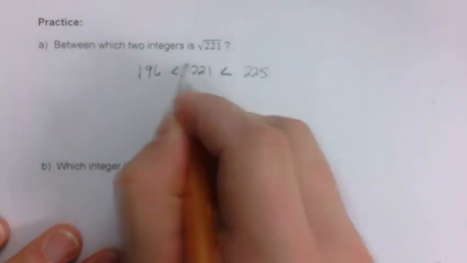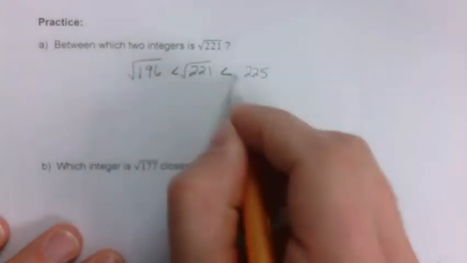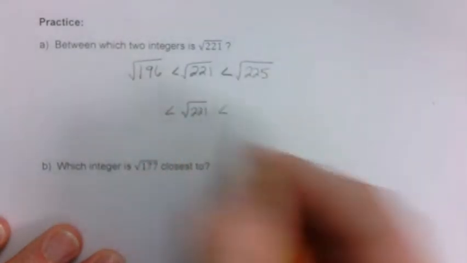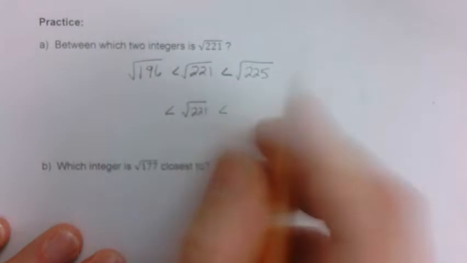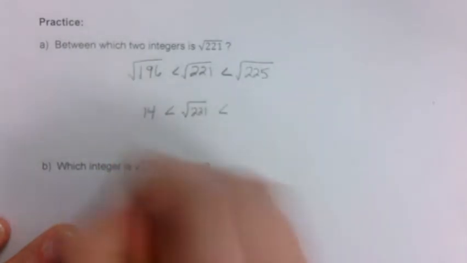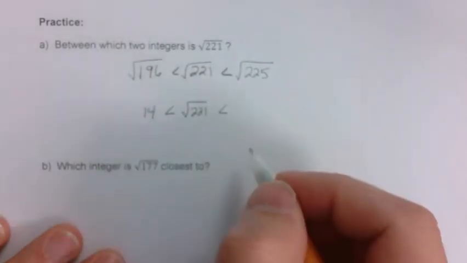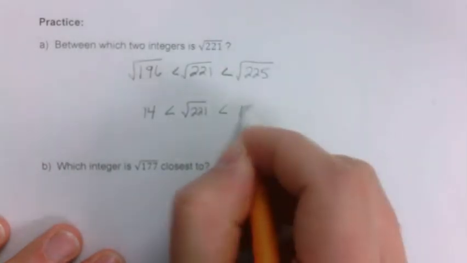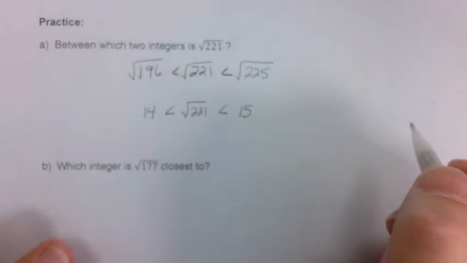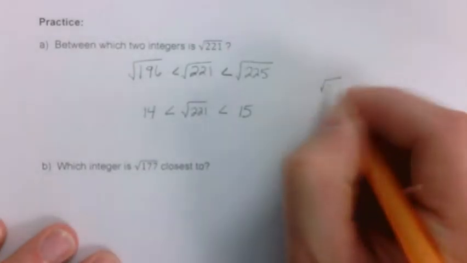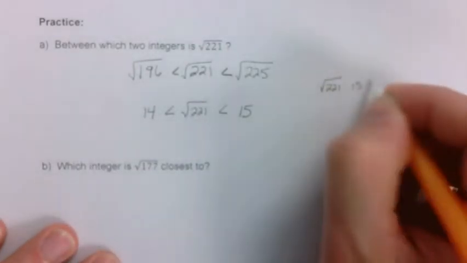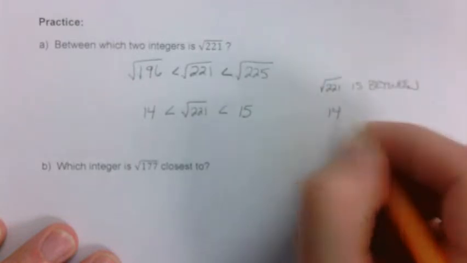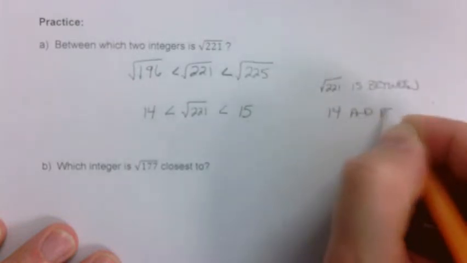Now, if I take the square roots of the numbers, that means the square root of 221 has to be between the square root of 196, which is 14, since 14 times 14 is 196, and the square root of 225, which is 15, since 15 times 15 is 225. The square root of 221 is between 14 and 15.